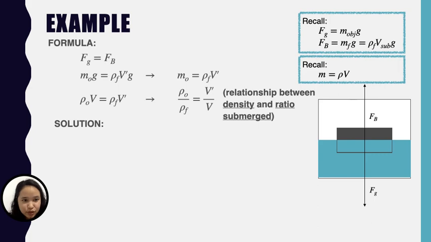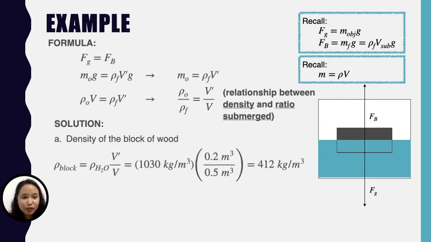So now let's go to the solution. Okay, letter A: the density of the block of wood. We use that formula. So the density of the block is equal to the density of the fluid, which in our problem is water, times V prime over V. This is equal to the density of water, 1030, times V prime, which is 0.2 meter cube, over the actual volume, which is 0.5 meter cube. So you should get 412 kilogram per meter cube.